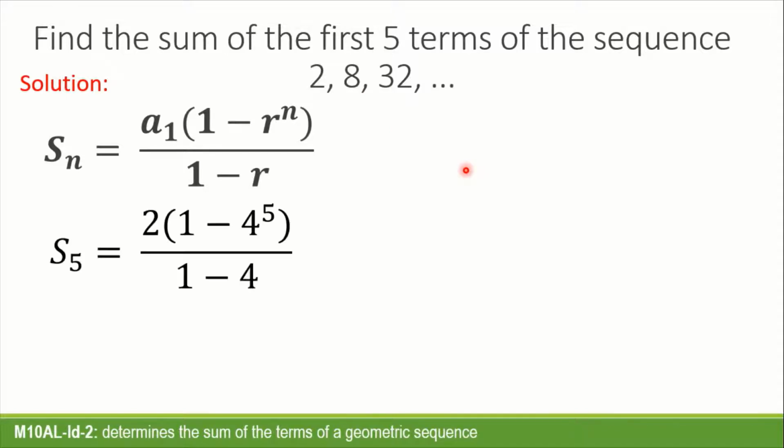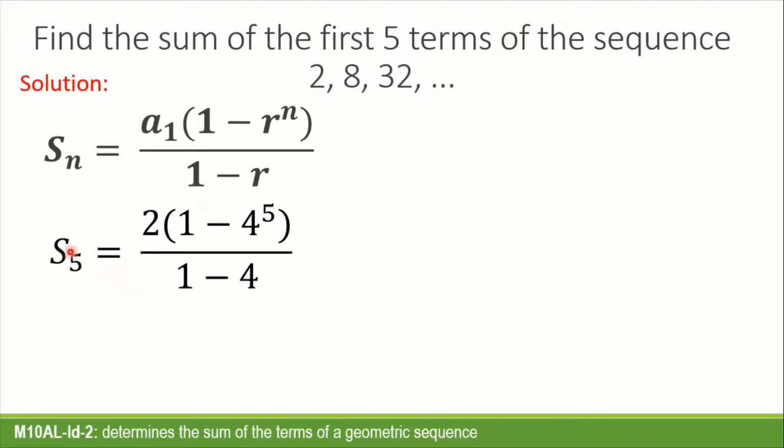So, first we need to identify yung r, A sub 1, and n. Nahanap na natin yung r kanina, and that is 4. Then, first term natin ay 2, at ang n natin is 5, kasi first 5 terms, sum of the first 5 terms ang hinahanap natin. Now, after identifying the values, i-substitute natin sila dito sa formula.